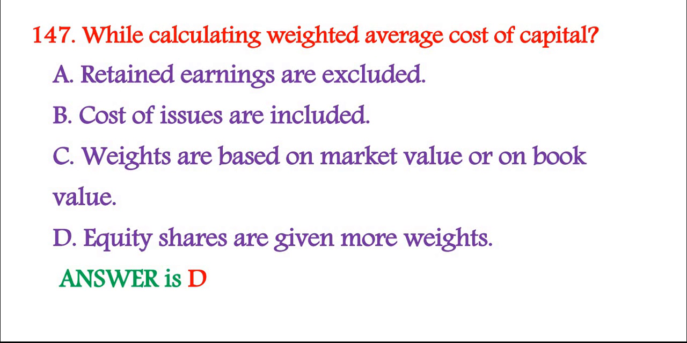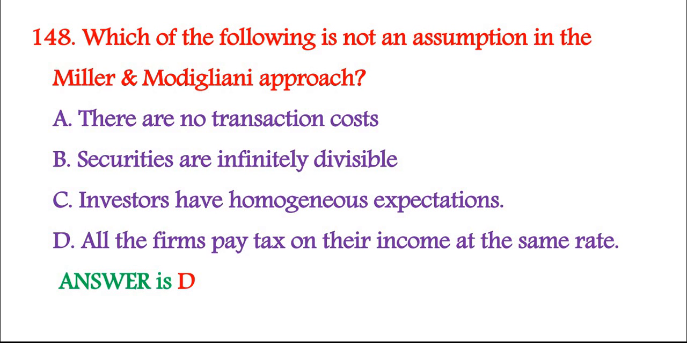147. While calculating weighted average cost of capital, A. Retained earnings are excluded. B. Cost of issues are included. C. Weights are based on market value or on book value. D. Equity shares are given more weights. Answer is D. 148. Which of the following is not an assumption in the Miller-Orr Model approach? A. There are no transaction costs. B. Securities are infinitely divisible. C. Investors have homogeneous expectations. D. All the firms pay tax on their income at the same rate. Answer is D.